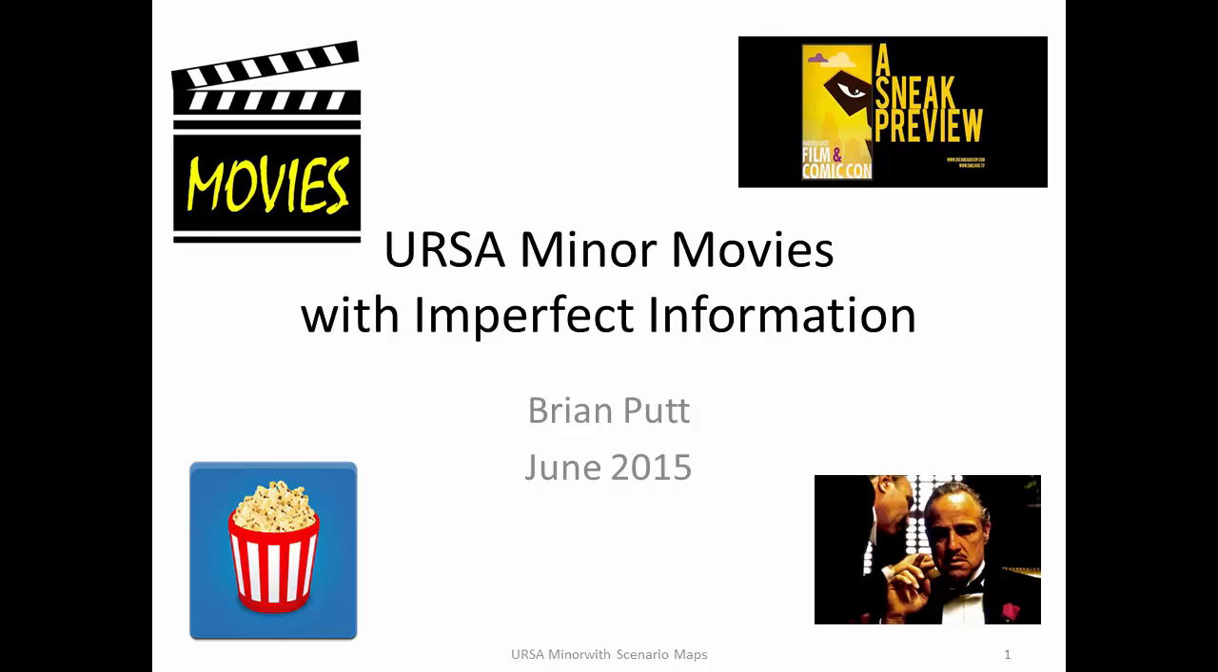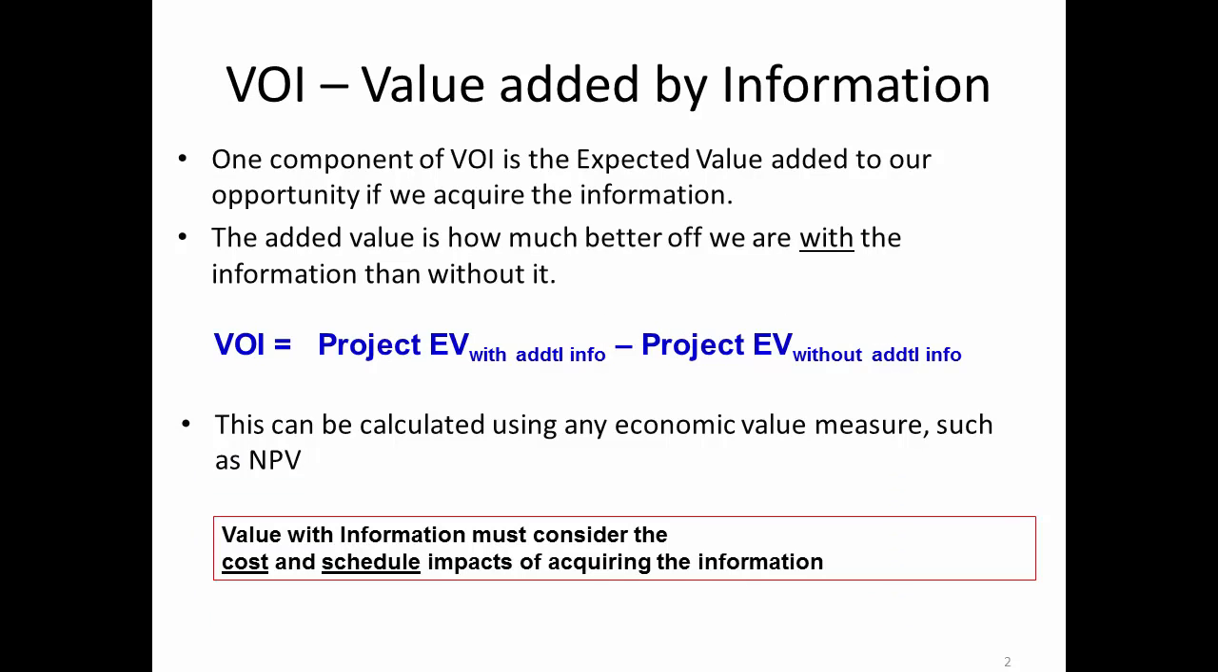This particular analysis is being done only in SIPMath and not using SDA. As a review, value of information is added by making a change in decision. The VOI is typically considered to be the EV of the project with the additional information, less the EV of the project without the additional information. And then we can calculate this using any value measure such as NPV or value creation. Remember, we can't do this with rate of return.